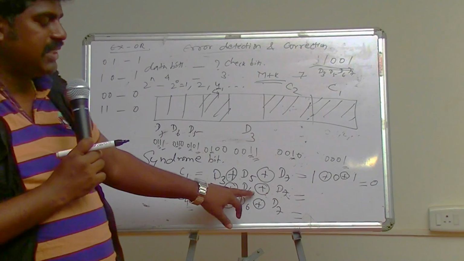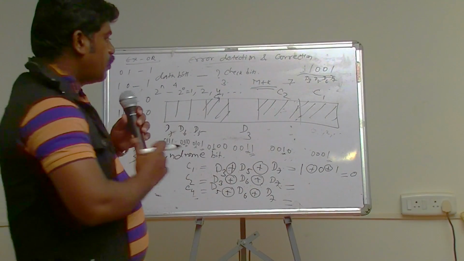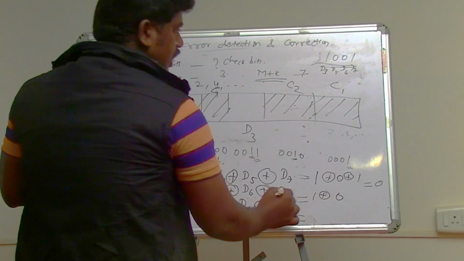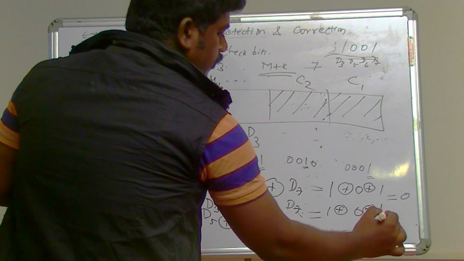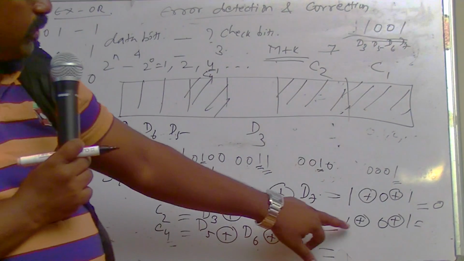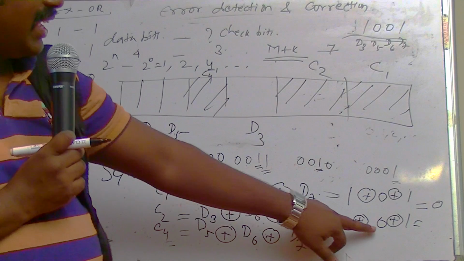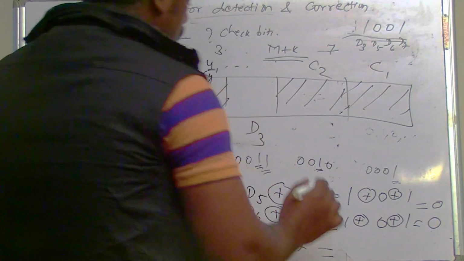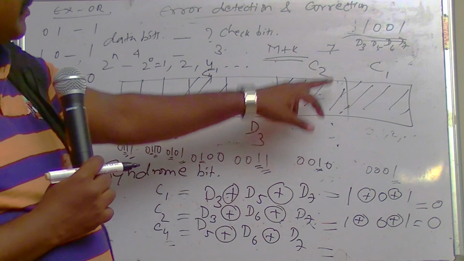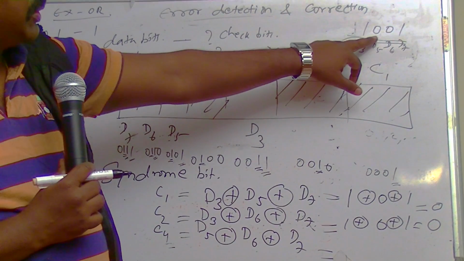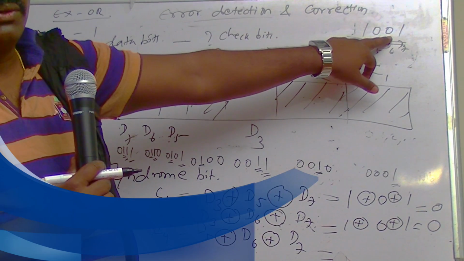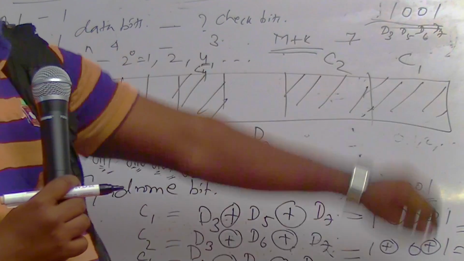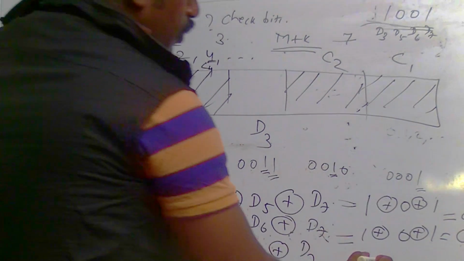Similarly, here D3 exclusive OR D6 exclusive OR D7. The value of D3 is 1, D6 is 0, and D7 is 1. So 1 exclusive OR 0 is 1, and 1 exclusive OR 1 gives 0. Similarly for D5, D6, and D7, substituting directly: 0 exclusive OR 0 is 0, and 0 exclusive OR 1 gives 1. So we get 1.